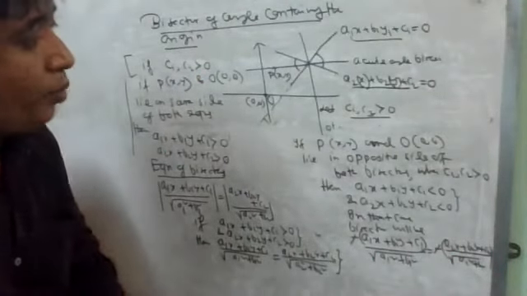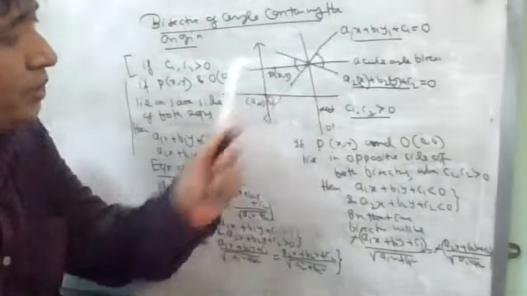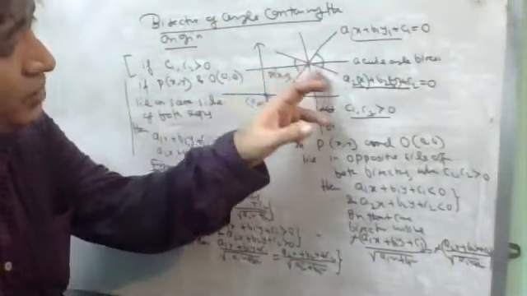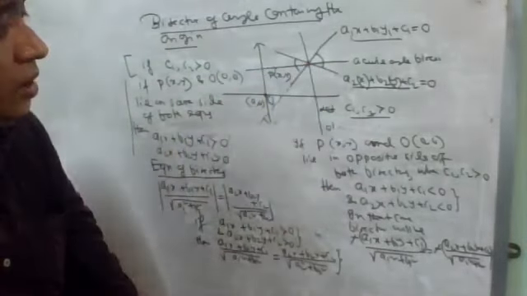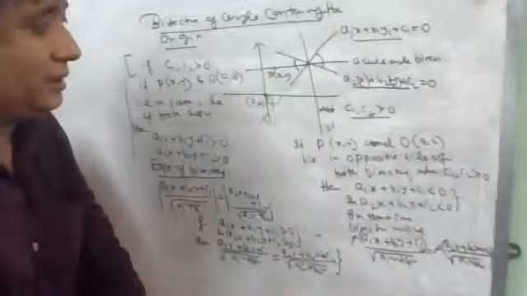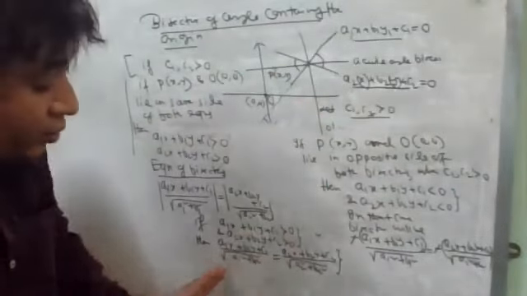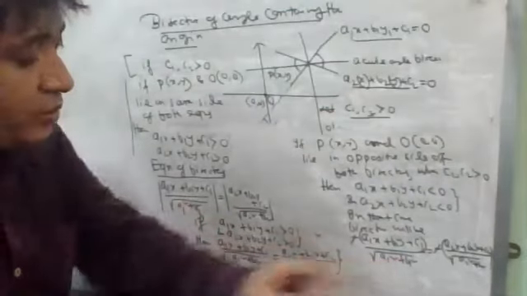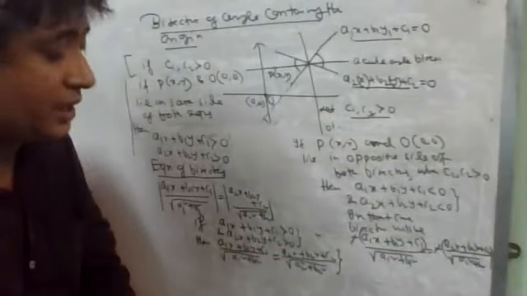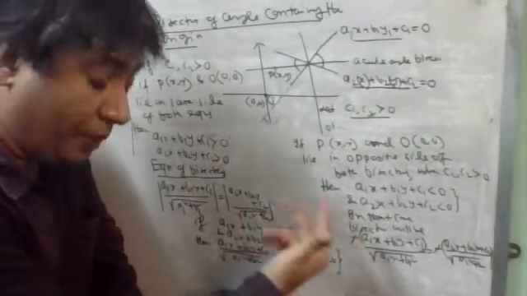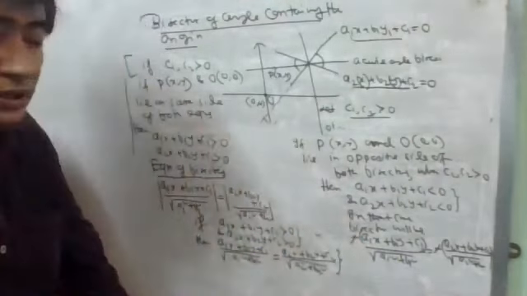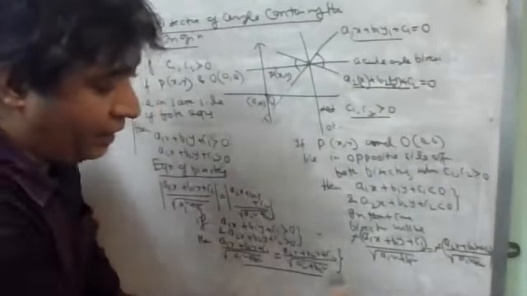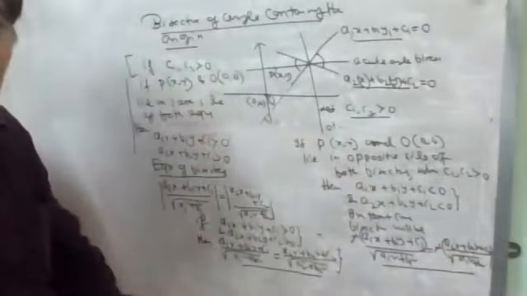So if the origin and this point lie on the same side of the bisectors, or on the opposite side of the bisectors, the equation remains the same. So this equation represents the bisector that contains the origin. Okay.